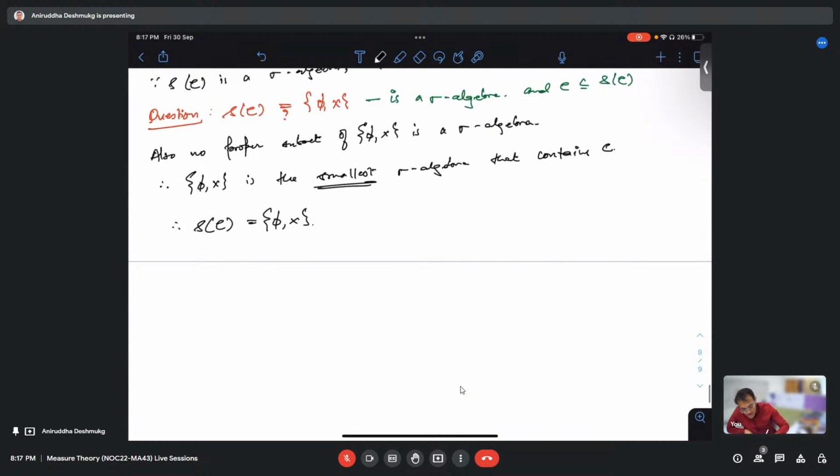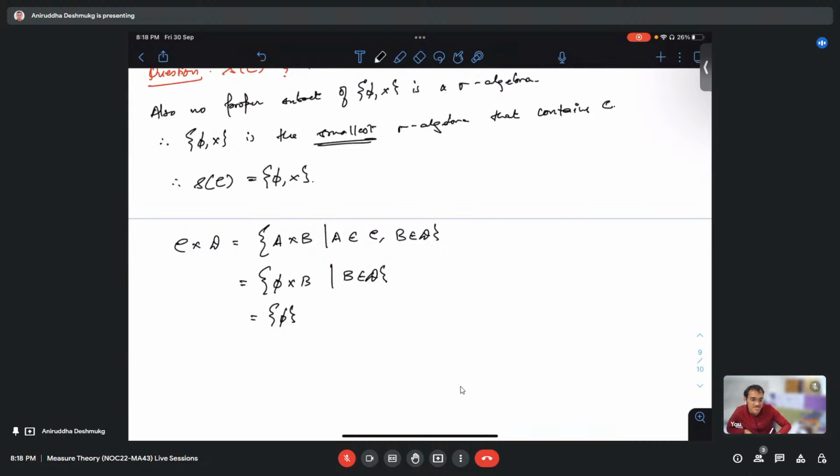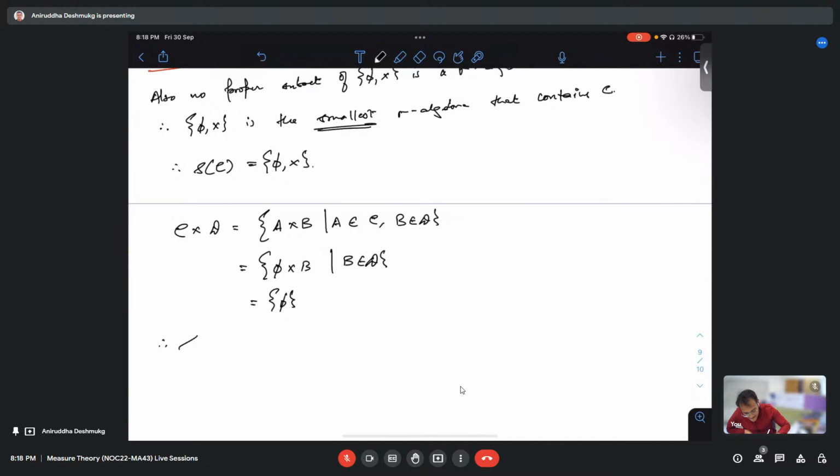Okay. Now, what about C cross D? That means the Cartesian product of elements in C and elements in D. So in general, they are rectangles A cross B where A comes from C and B comes from D. But there is only one set inside C, which is the empty set. So empty cross B, where B varies in D. But this is just empty. And we have seen that the smallest sigma algebra generated by the singleton empty set is the two sets, empty and the whole space. Therefore, S of C cross D is {phi, X cross Y}.